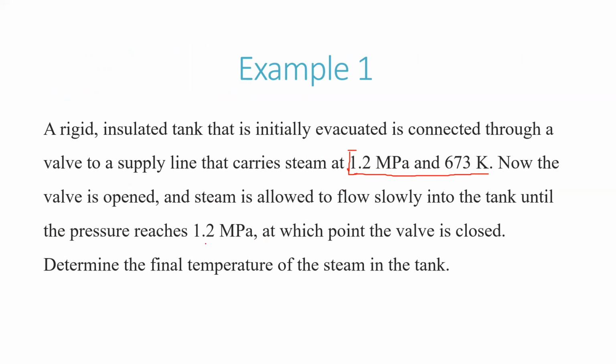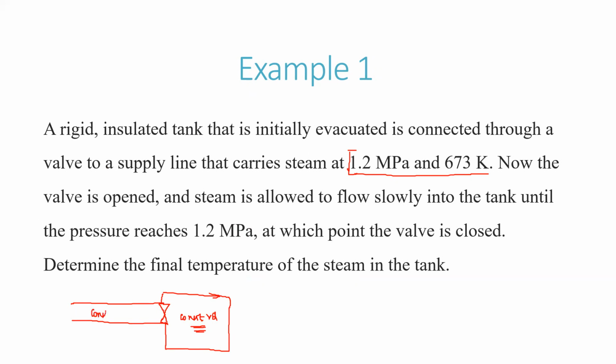It is common sense that if steam is flowing into the tank, then it will keep on flowing until both the pressures become the same. So while you're reading this problem, you have to keep in mind that when the pipeline is connected to the tank, the tank is rigid. All right, the tank is rigid. So since the tank is rigid, the volume is going to be constant.